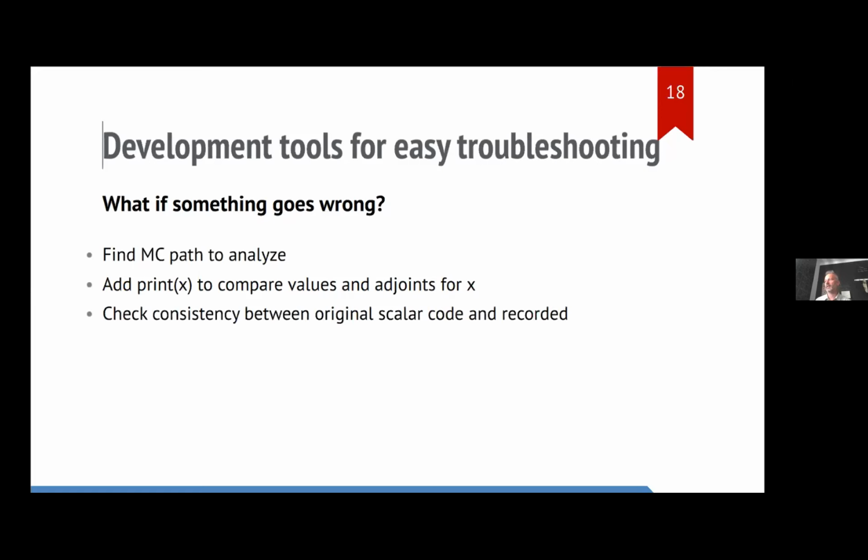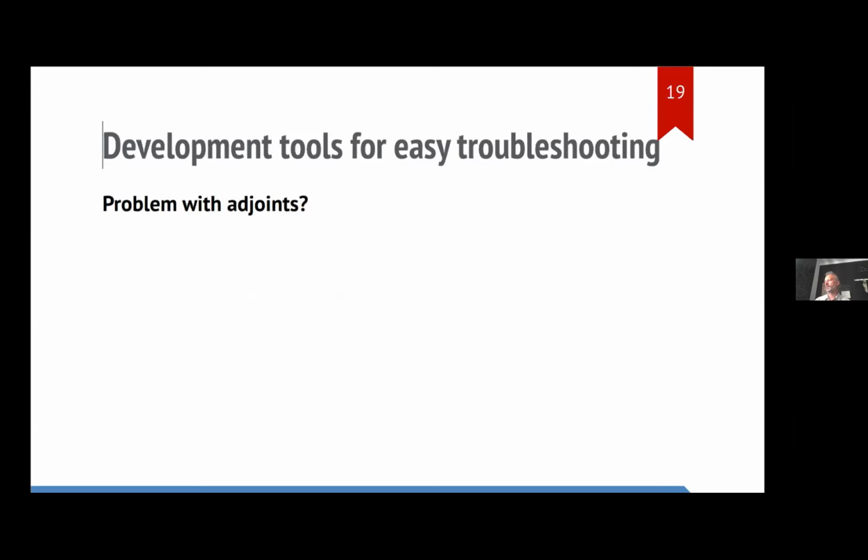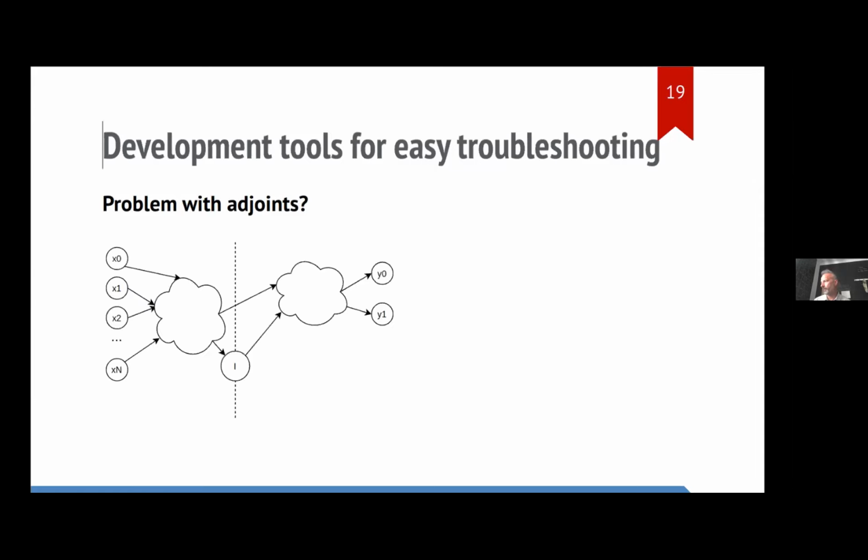So what do you do with these adjoints? You first want to make sure that the code is producing correct results for your original scalar code and for the recording, for the values, not for the adjoints. So once you are sure that the values for all Monte Carlo paths are aligned, what if there are problems with adjoints? And this is a very neat trick that we have.